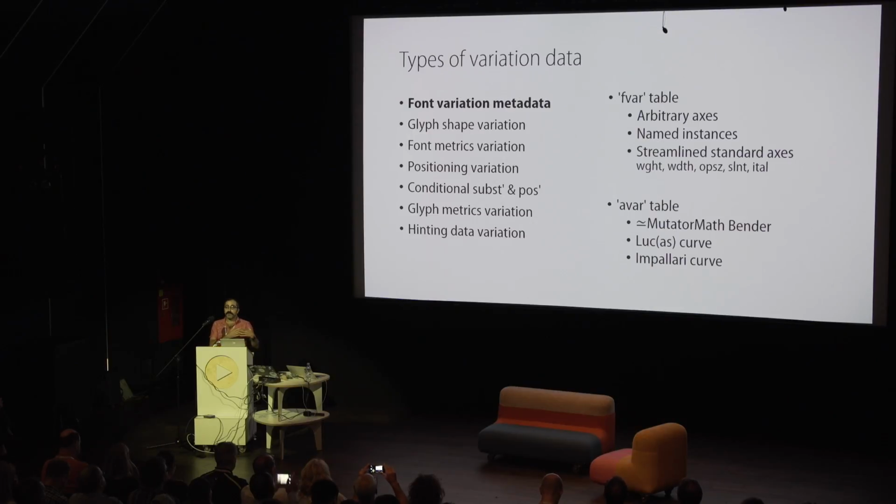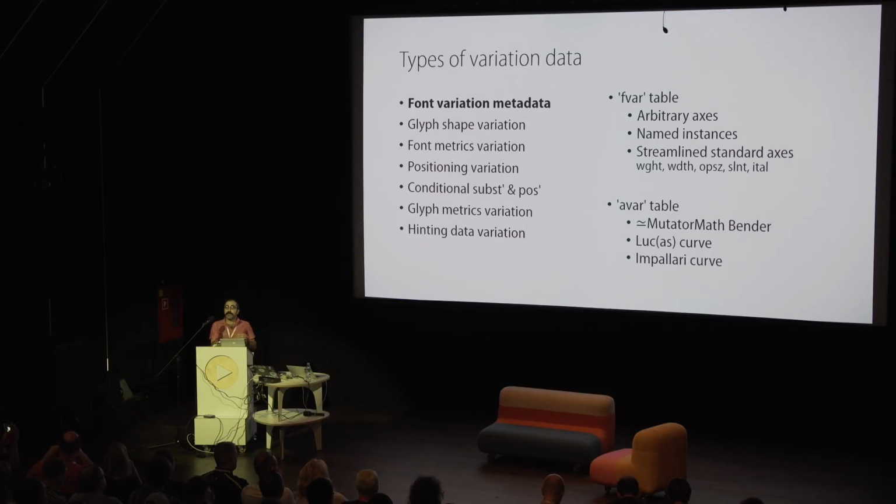So at the very beginning is the font-wide variation metadata, and that's stored in the fvar and avar table. The fvar, as was mentioned twice already, supports arbitrary access, and then you have named instances. Again, you might have only 3 masters, but you can define 9 different instances, and they show up in a font dialog. And the names of these named instances refer to the name table, so they can be translated. And then fvar also streamlined the standard access.